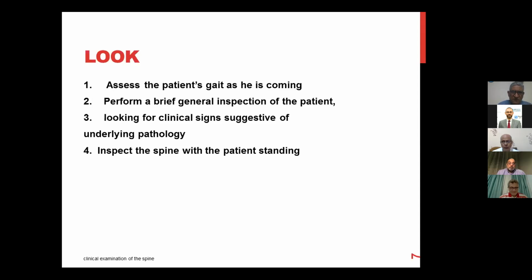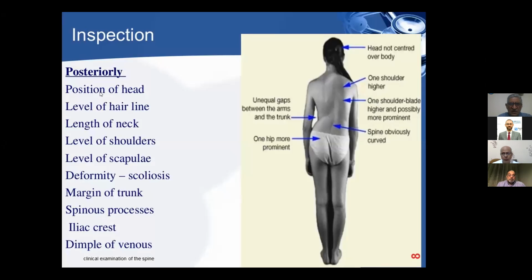We perform a brief general inspection of the patient, looking for clinical signs suggestive of underlying pathology, and inspect the spine with the patient standing, sitting, and prone to examine the back completely. When examining the spine with the patient standing, we see the position of the head, level of the hairline, length of the neck, and level of the shoulders. In Sprengel's shoulder we have a high rising shoulder. In Klippel-Feil syndrome we have a short neck. Scoliosis will show with a crease or a hump or a curve in the spine.